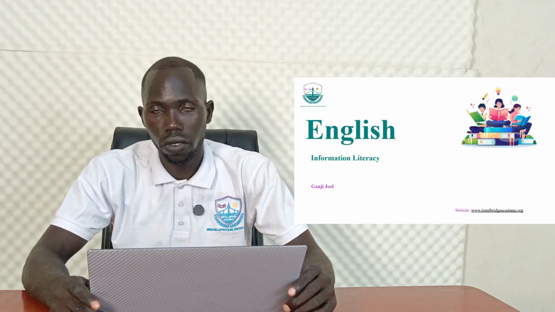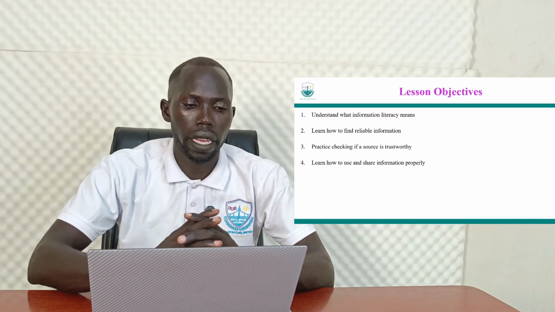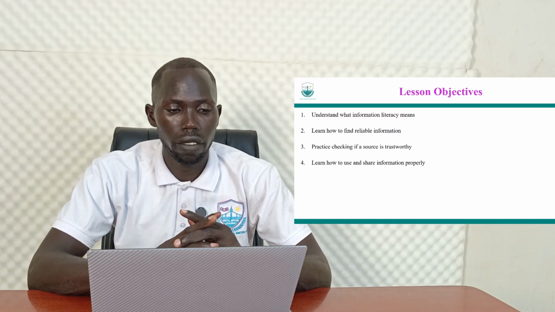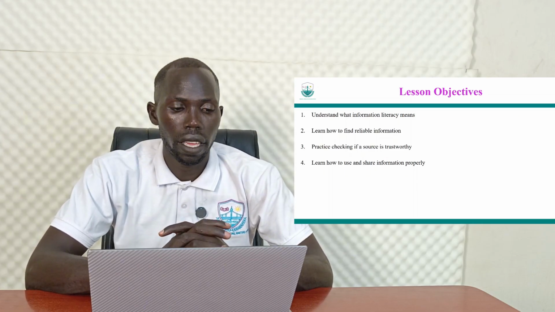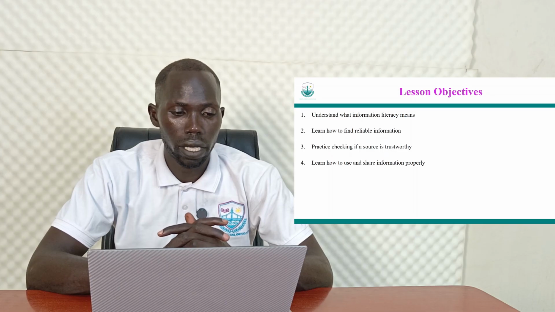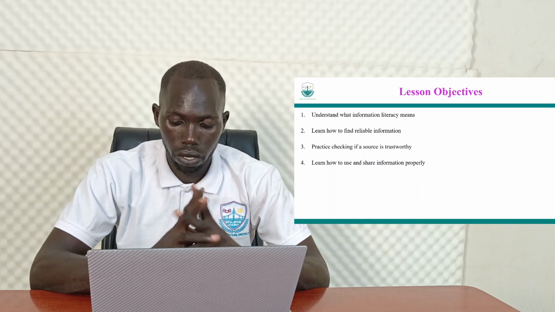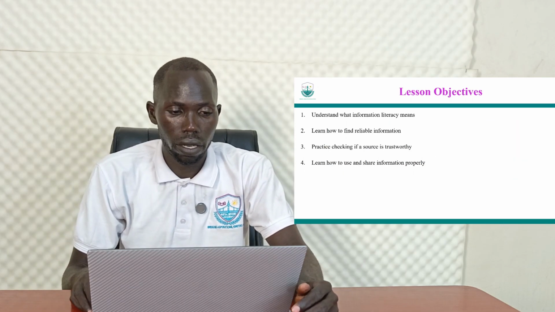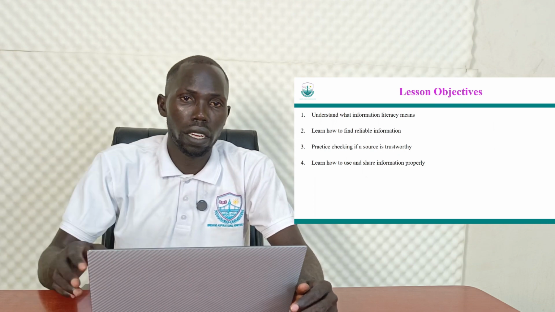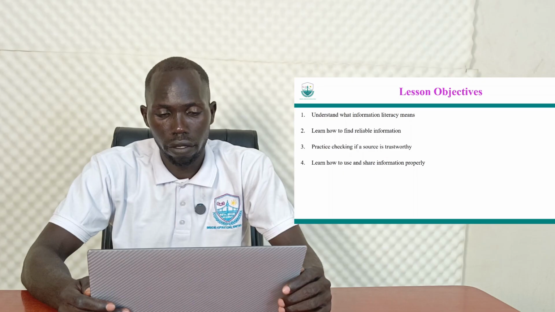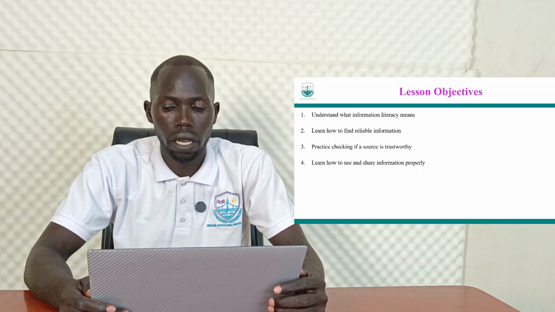Information literacy. In it, we will look at a guide on what information literacy means. And then also in this same class, you will be expected to learn how to find reliable information. You will also be guided on how to practice checking sources of information and ensure that they are trustworthy. And finally, you shall be guided on how to use and share information properly.